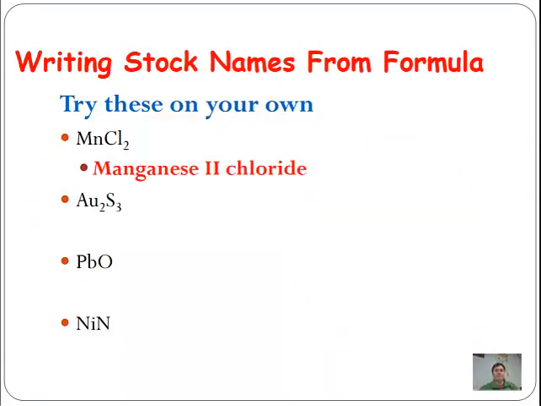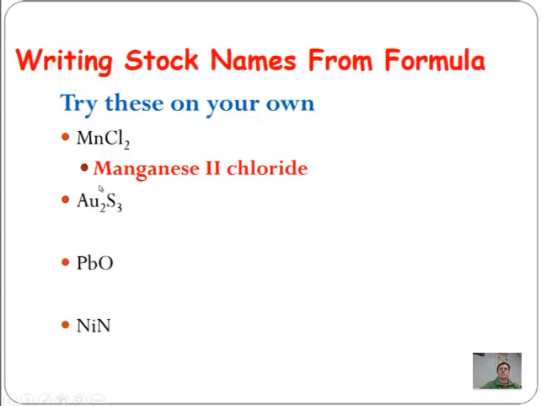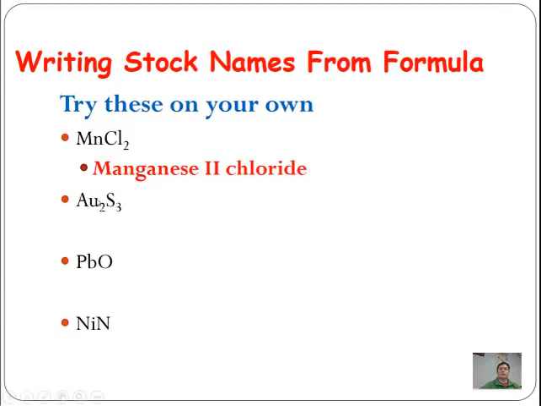Listen to me. Okay, so MnCl2. We have manganese 2 chloride. Here, Au, what's Au? Remember that's gold. And sulfur. Sulfur's a -2. So -2 times 3 is 6. Bring the 6 up here. 6 divided by 2 is 3. So this is going to be gold 3 sulfide.